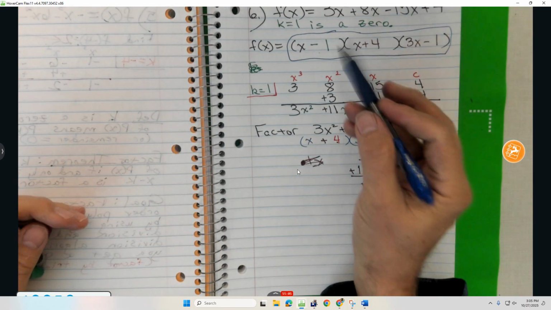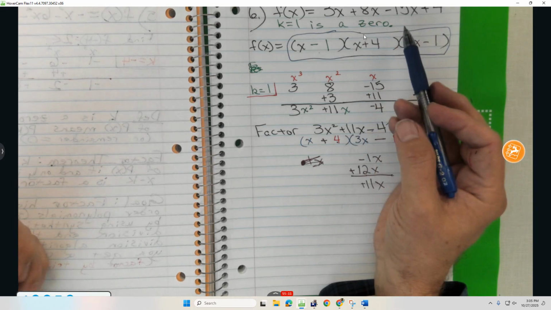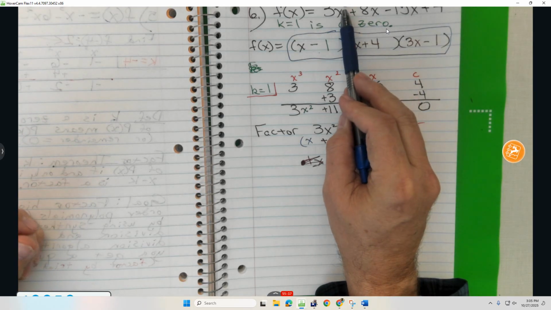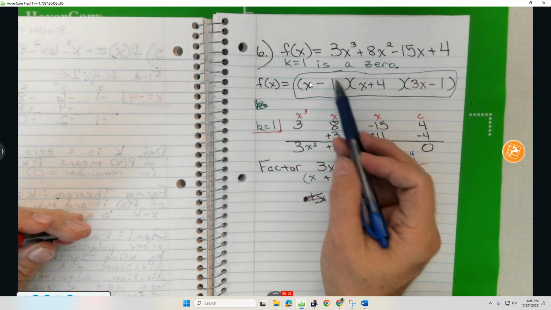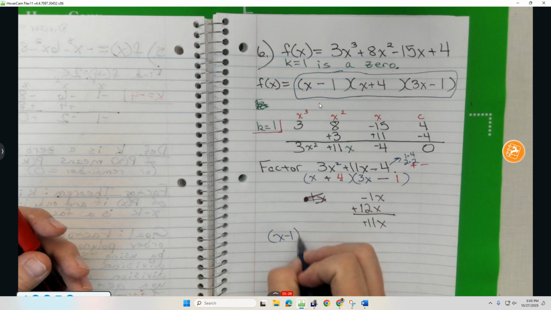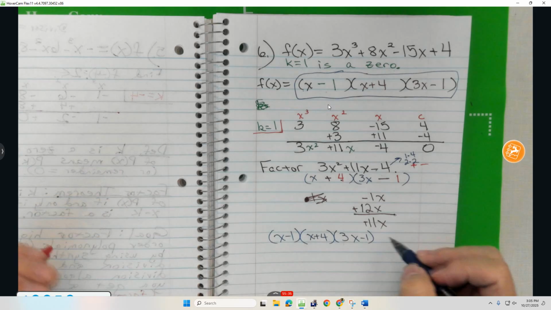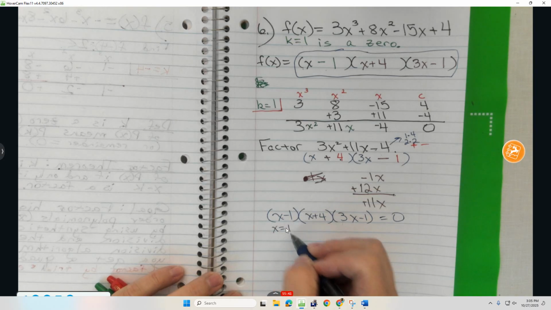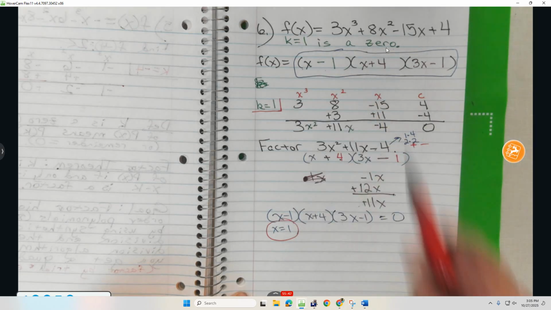We know one zero here. They could have asked us to find the remaining zeros. The fundamental theorem of algebra says that the number of zeros cannot be more than the biggest exponent. We already know one zero. When is x minus 1 equal to 0? We have x minus 1 times x plus 4 times 3x minus 1, and we want to know when that is equal to 0. Well, the first one is when x equals 1. We already knew that was a zero. They gave us that. Give me another zero.